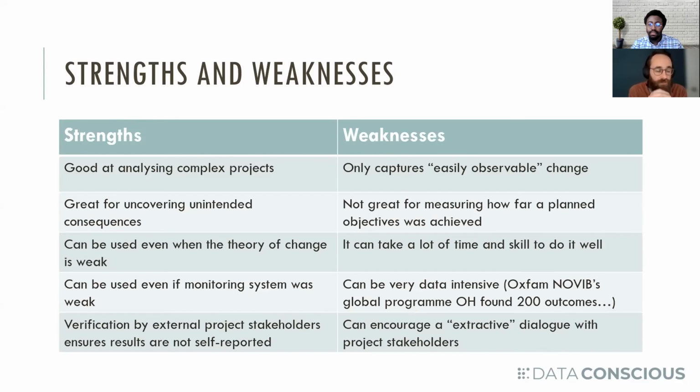So if you look at the strengths, it's extremely good at looking at complex projects. So if you don't know what the results are going to be, or if it's hard to understand the causal link between your work and the results, this is a good time to use outcome harvesting, precisely because it can be used even when you don't have a strong theory of change, and precisely because it's really good at uncovering unintended consequences. So even in a situation where you don't really know what's going to happen with your project, outcome harvesting is very useful. And so for that reason, it's very good in complex situations where, for example, external actors or perpetrators or duty bearers might have a massive influence on the results of your program.